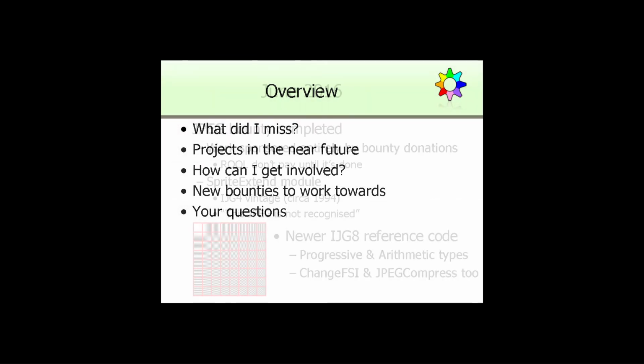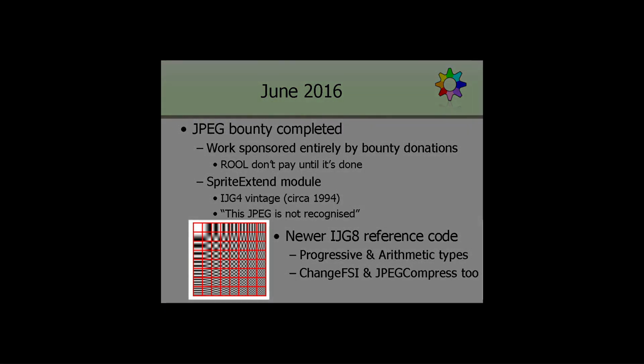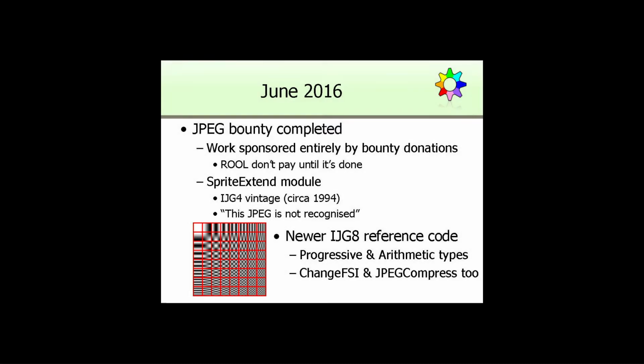So this is winding back to June. Rule released the work that was done for the JPEG bounty. Any scientists amongst you, this is showing a cosine transform with highest resolution pixels in one corner, the DC component in the other corner. That's basically how JPEG works.